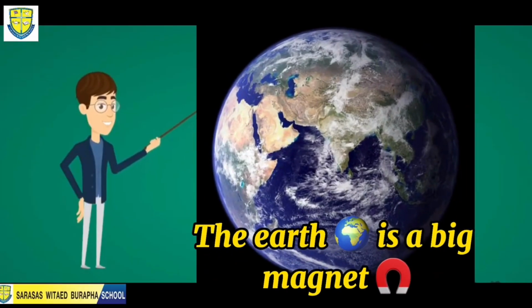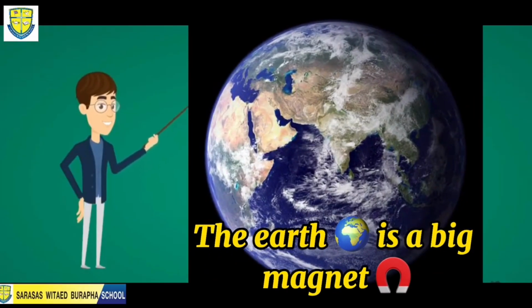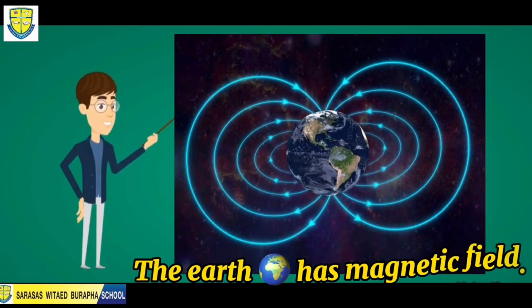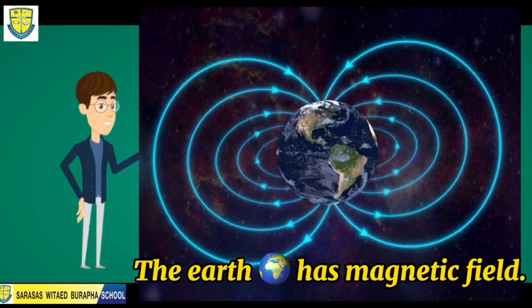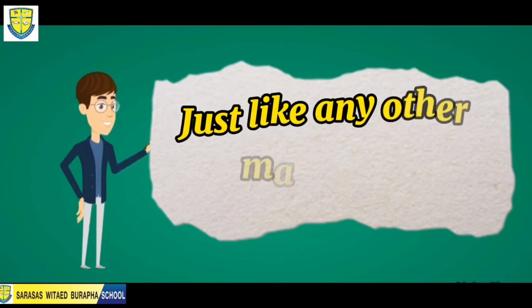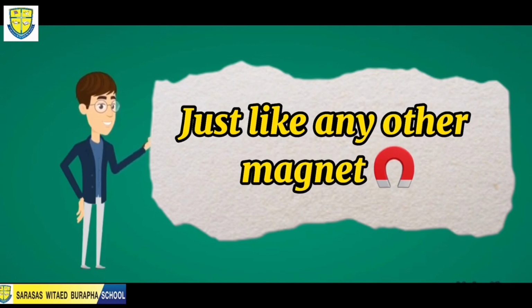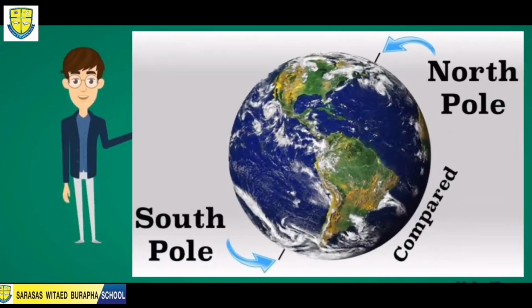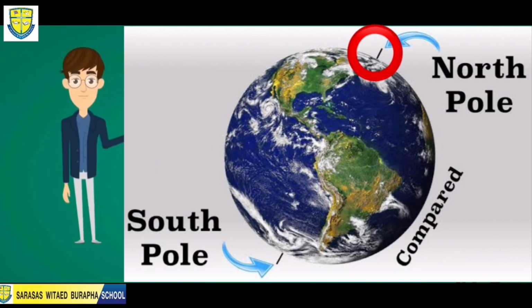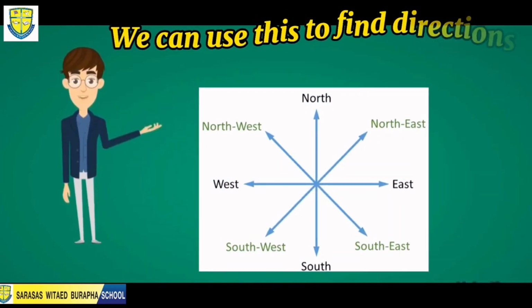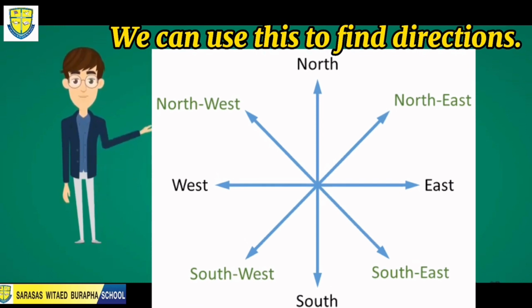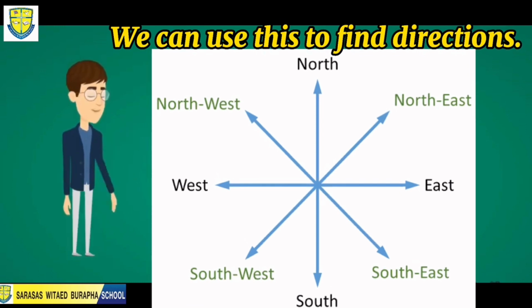The Earth is like a big magnet. The Earth has a magnetic field too. Just like any other magnet, Earth has a North Pole and a South Pole. We can use this to find directions.